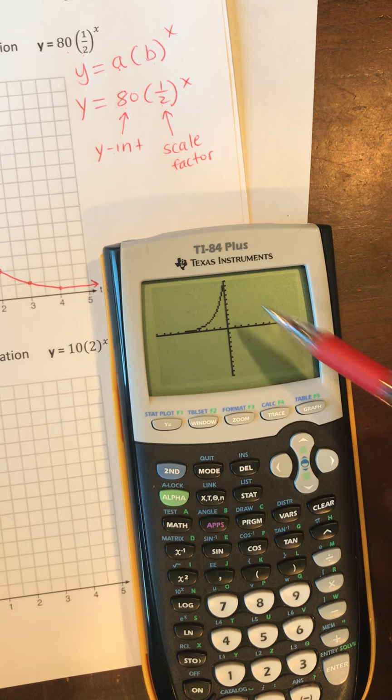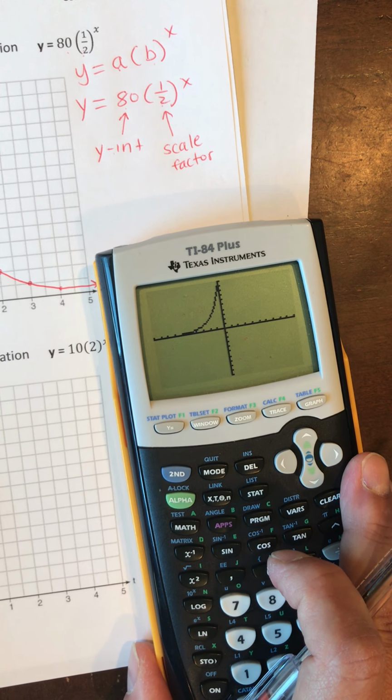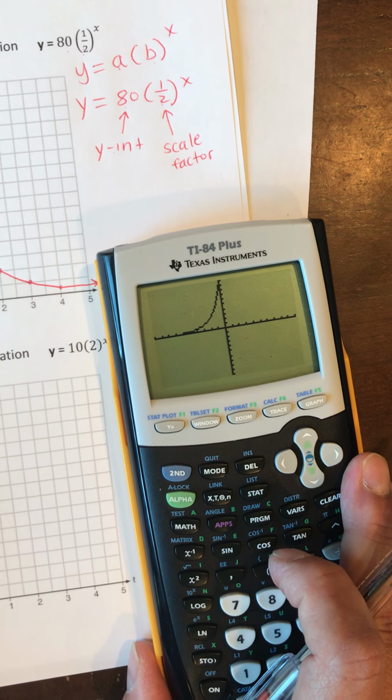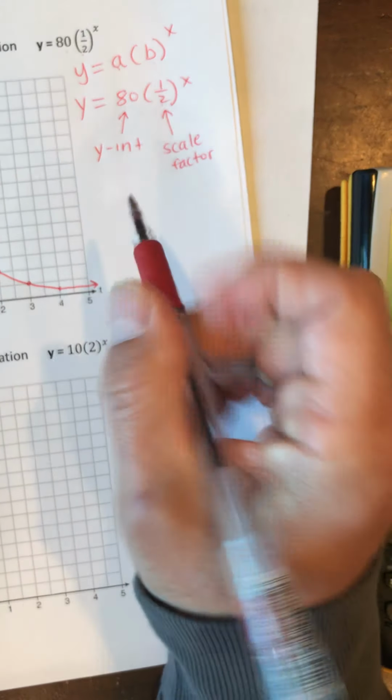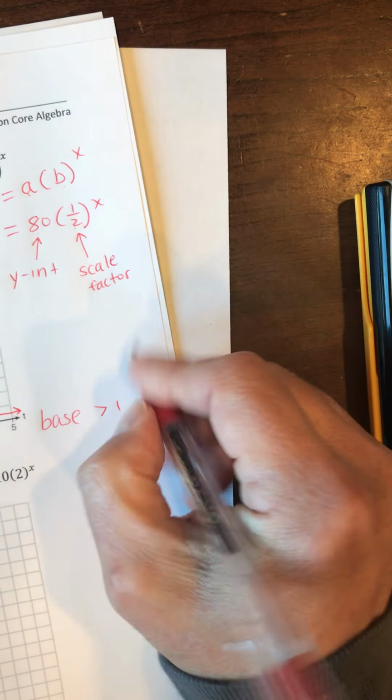Hopefully you notice this time it's increasing. If you remember, there are reasons why it would increase versus decrease. If your base is greater than 1, it's going to increase.